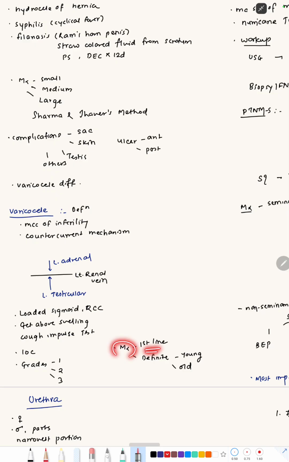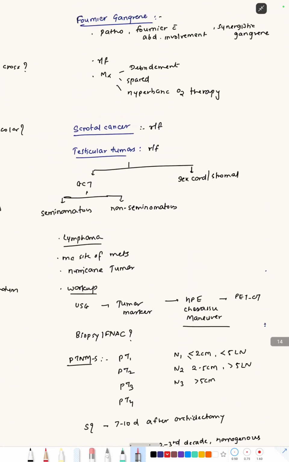Management. So first line management for a varicocele is percutaneous embolization of the gonadal veins. The definite management in young patients will be Palomos procedure or Ivanisevic procedure, which is varicocelectomy. While in old patients, we just go for NSAIDs and scrotal support. And next is the Fournier's gangrene.